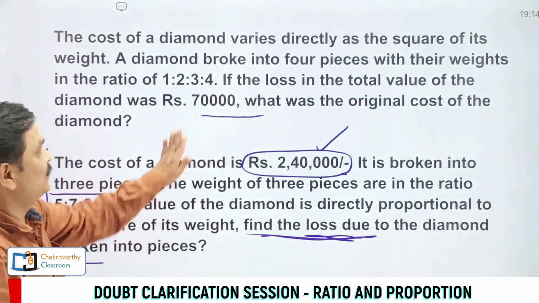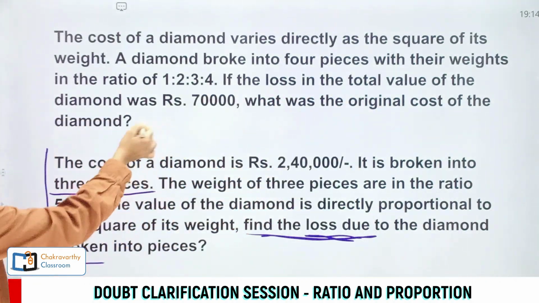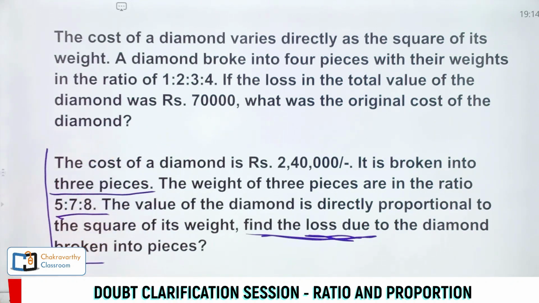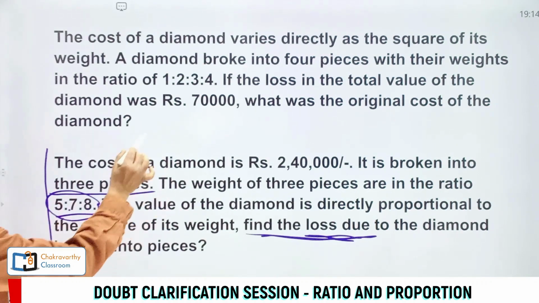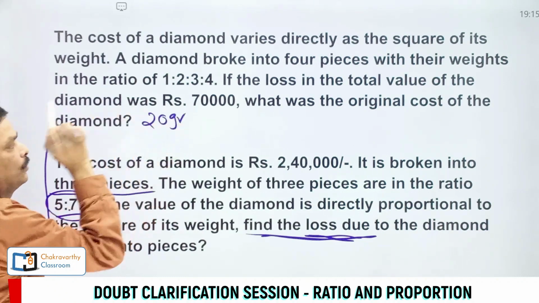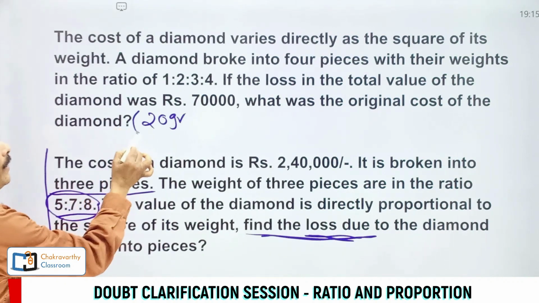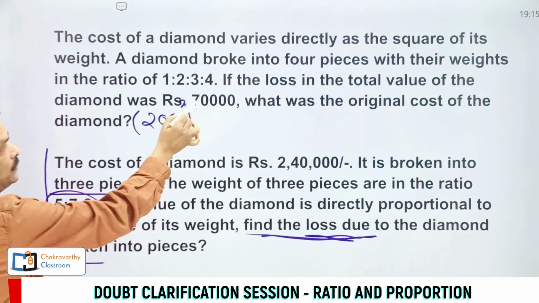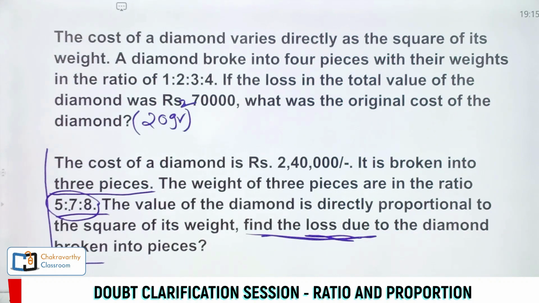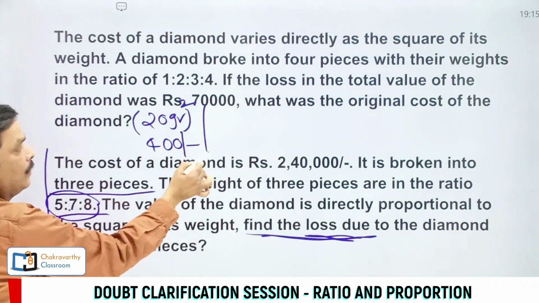Now I am starting this one, students. Simply we go here only. I think this space is enough for us. Now let us take the original one, add up these three. 8 plus 7, 15, 15 plus 5, 20. Let the original weight of the diamond be 20 grams. Of course, the cost will be the square of this one, that is 20 square, 400 rupees is the cost of the original.